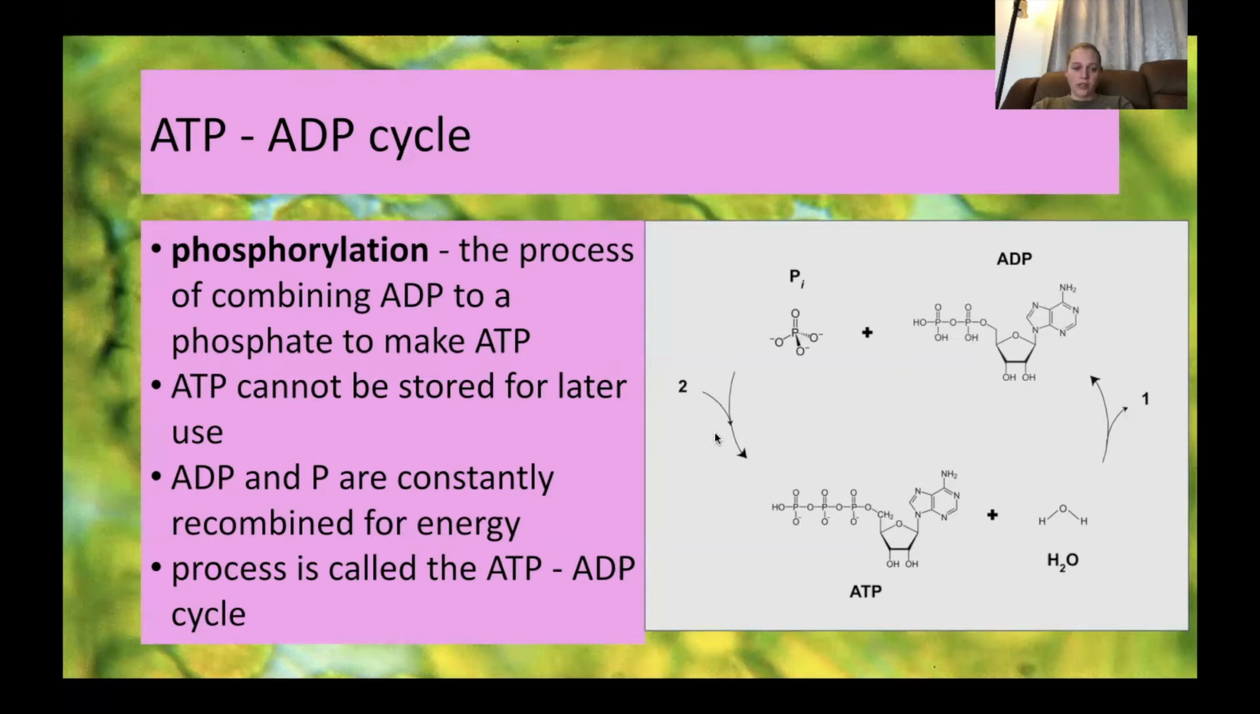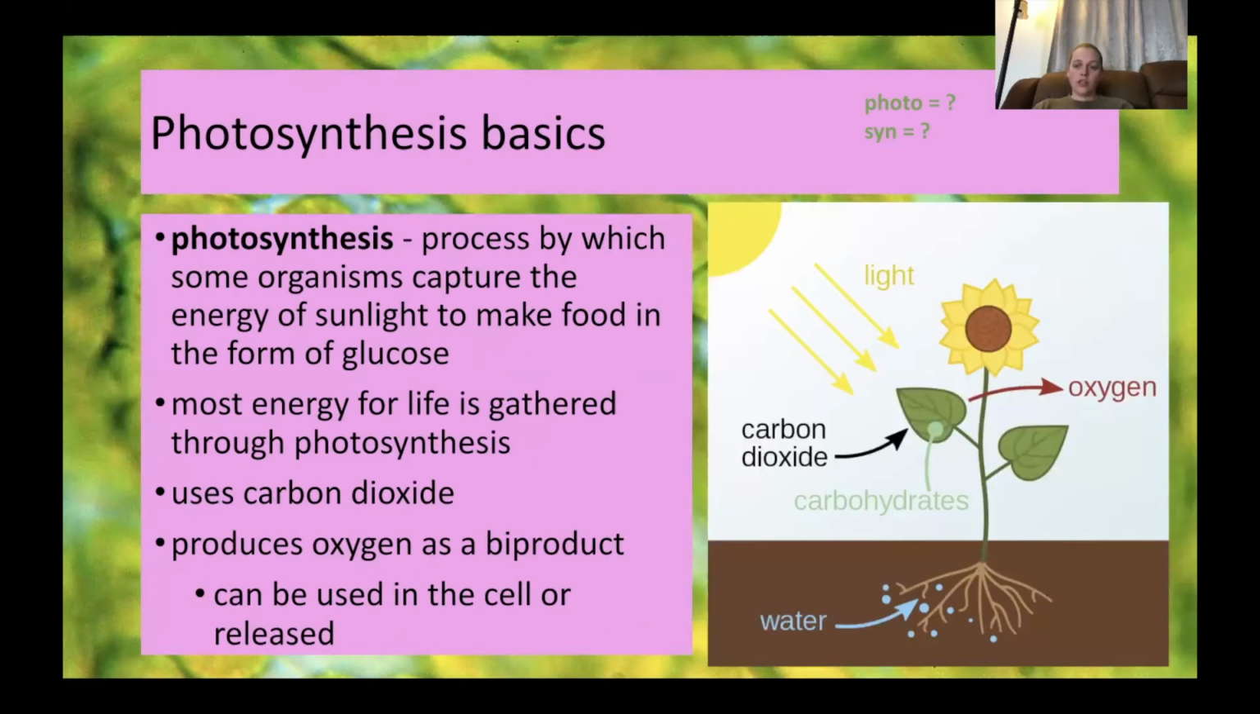Now, it's important to understand that ATP cannot be stored for later use. It's used about as quickly as it is made. In order to attach phosphates to ADP to get ATP, we need an energy source. And most life forms are going to depend on photosynthesis as that energy source.